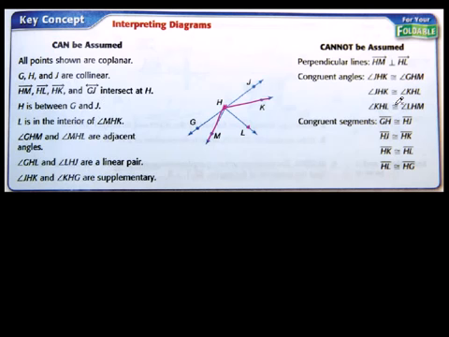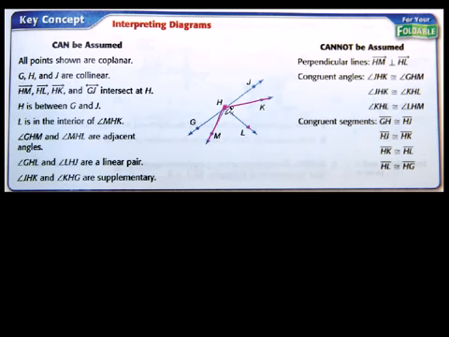Here's some things that you cannot assume. Look at HM and HL. It almost looks like it could be a right angle, doesn't it? But you can't assume it. What is the only way that you can tell if two lines are perpendicular? If they put that little box. For instance, if they put that little box right there, you could say that GH and HL are perpendicular, but they don't have the box there.